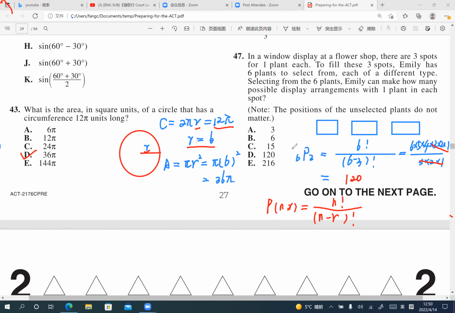According to the formula, the number of permutations should be equal to 6P3 equals 6 factorial divided by (6 minus 3) factorial. And 6 factorial equals 6 times 5 times 4 times 3 times 2 times 1. (6 minus 3) factorial should be equal to 3 times 2 times 1. After dividing out the common factors, we get the permutations. The number of permutations is 120. So we should choose option D.